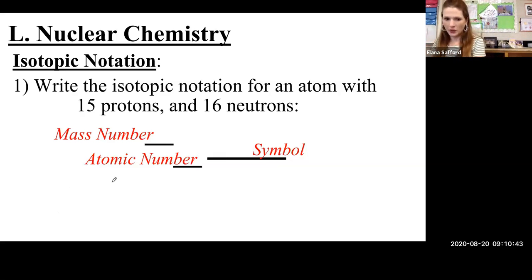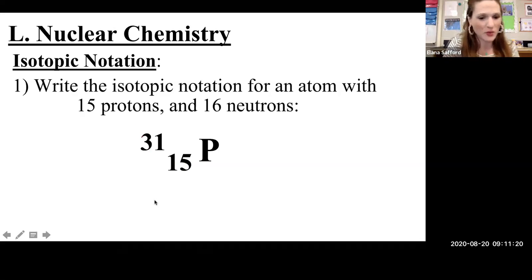So I am going to start by just putting the little 15 there. I'm going to draw my P. Okay, and now I need to add the protons and the neutrons together to get the number on top. So 15 plus 16 is 31. So, whoa, why did those connect? 31. Okay, so there's the unsloppy version of that. Easy.